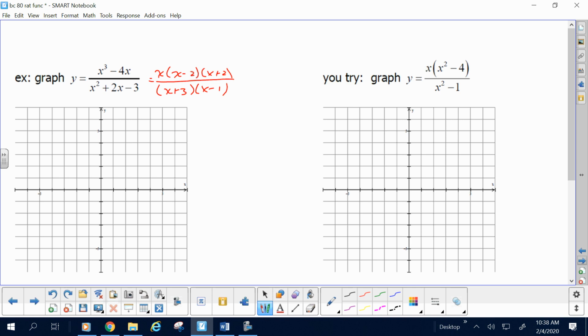Does this graph have any holes? No, it does not. Where does it have x-intercepts? 0, 2, and -2. Where does it have vertical asymptotes? -3 and +1.